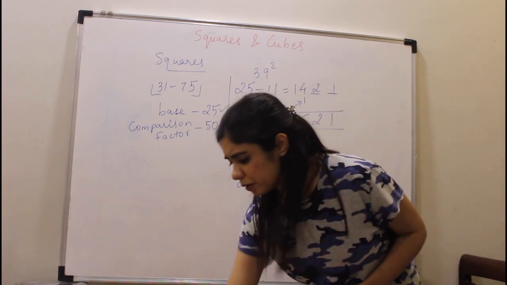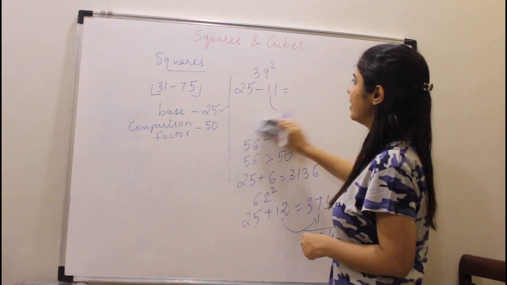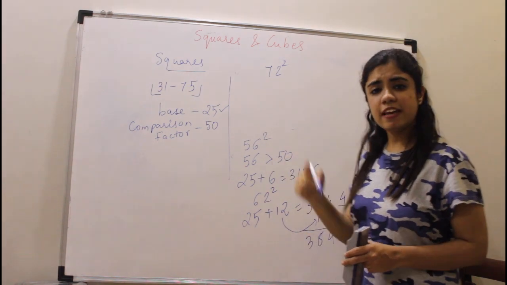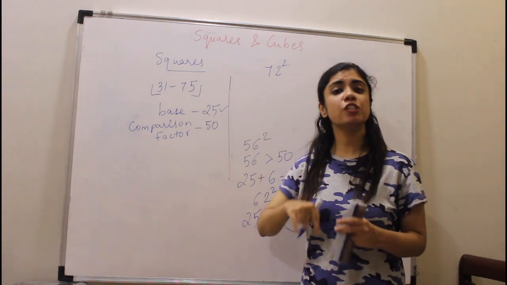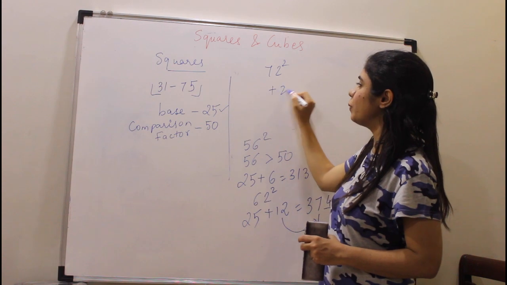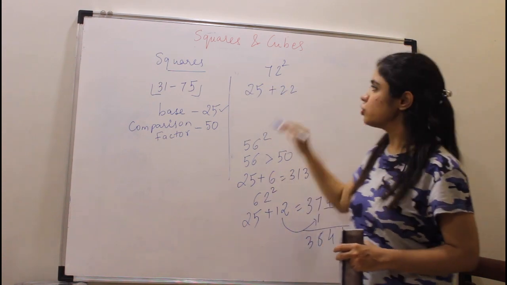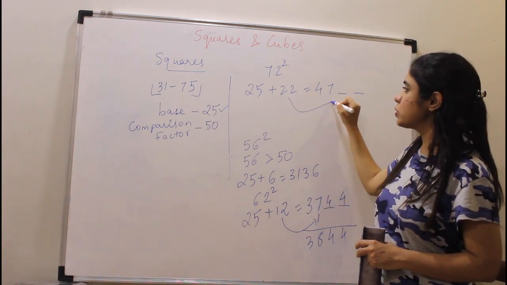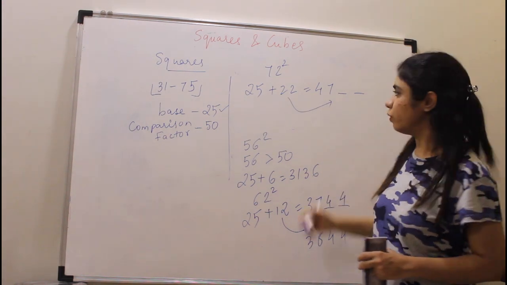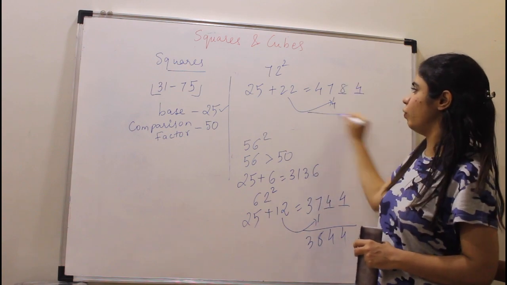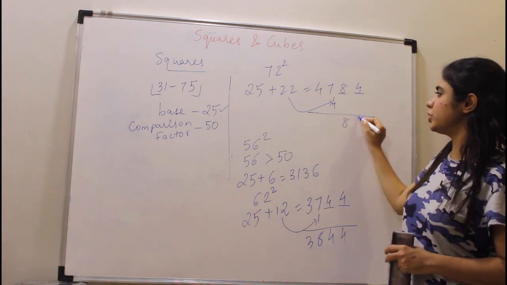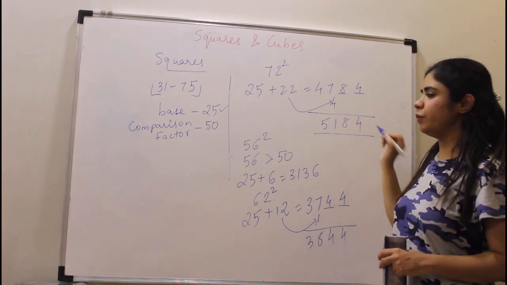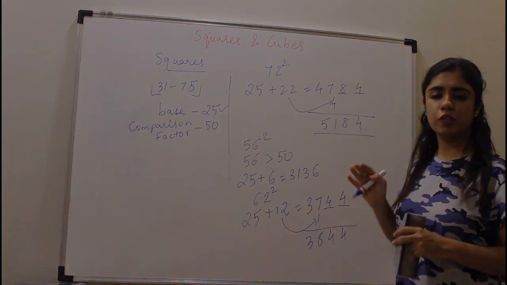Let's take one more example. Suppose I ask you, what is 72 square? 72 is how much more than 50? It is 22 more. So you will add 22 to 25. So this will become 47 and you have two spaces remaining. 22 square is 484. So 4 will get carried, 84. So your answer, these two digits will be as it is, 84. 47 plus 4 will fetch you 51. So 5184 becomes your answer.